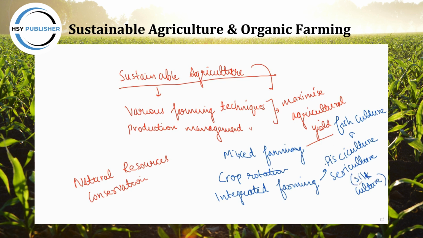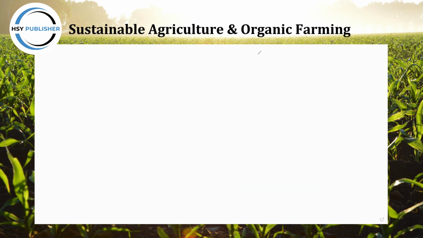And along with pisciculture and sericulture, there is also apiculture, in which we rear honeybees and obtain honey. So this is integrated farming. Then in sustainable agriculture, we have the advantages of sustainable agriculture. What are the advantages related to sustainable agriculture?